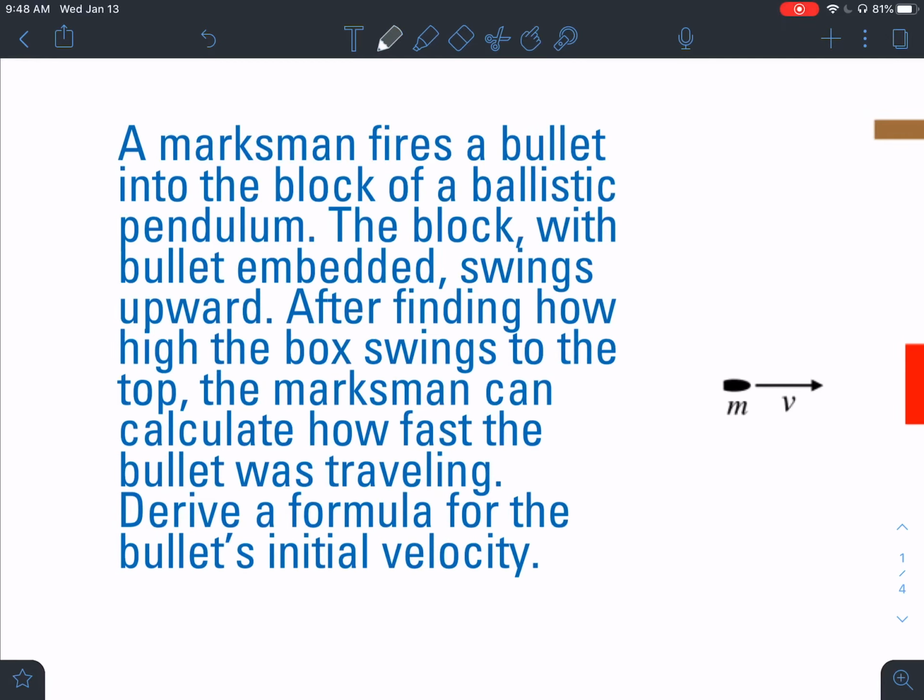Alrighty, so welcome back to one of my short little lessons here. Today we're going to be looking at the classic problem of a ballistic pendulum.